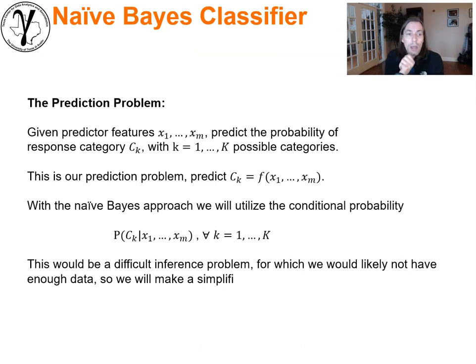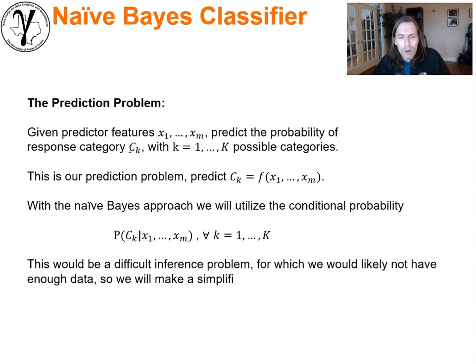So remember, if we're talking about prediction, our fundamental prediction problem is that we're given predictor features, x1 through xm, and we want to predict, for the purpose of classification, the probability of a specific category, category k, k from 1 through big K possible categories. So big K could be 3, and we have categories 1, 2, and 3. Not a big deal. In our problems, we'll have just 2 categories. We'll keep it very simple.